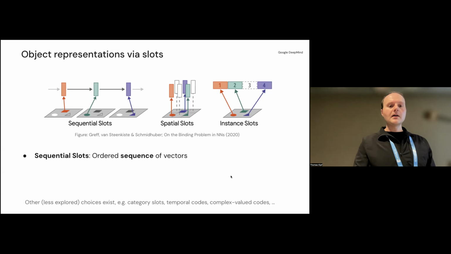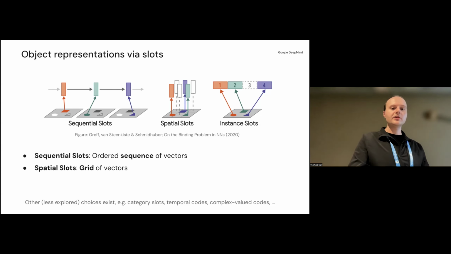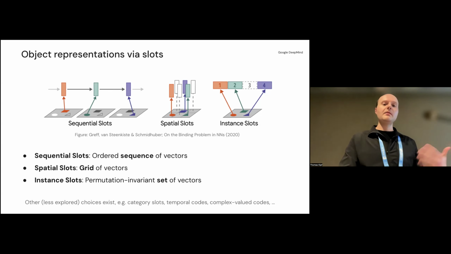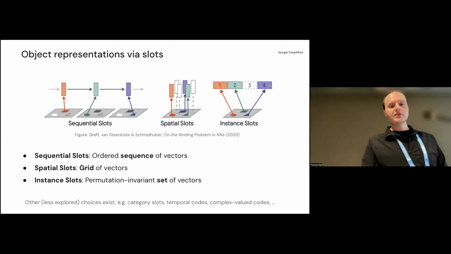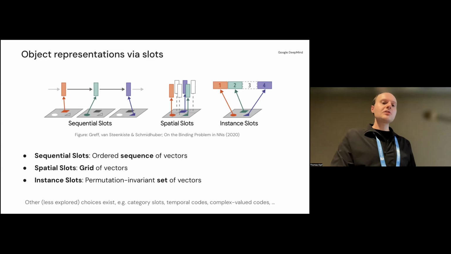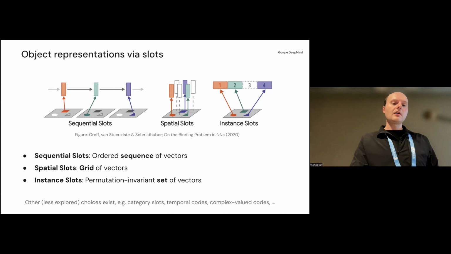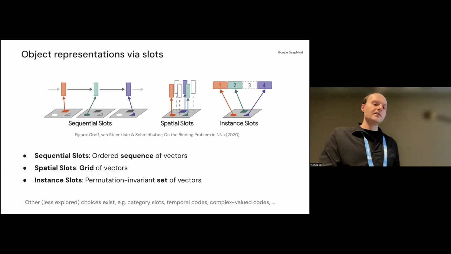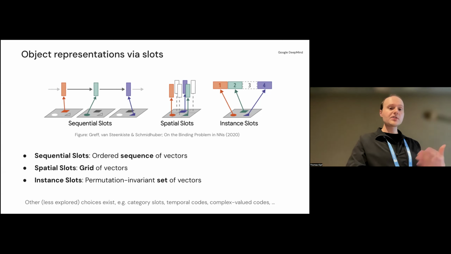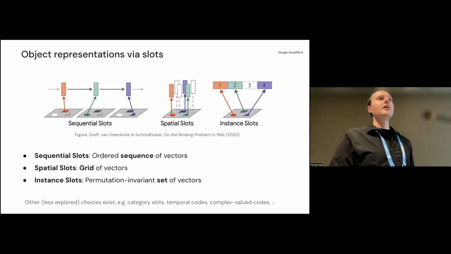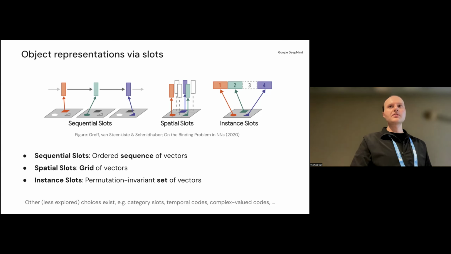And in practice, sequential slots are really an ordered sequence of vectors. That's the underlying structure. Spatial slots are a grid of vectors, and instance slots are a permutation invariant set of vectors. And especially the final two are getting a lot of popularity with transformers, but with vision language models, people are also revisiting the sequential slot paradigm. So there are a lot of choices you can make.